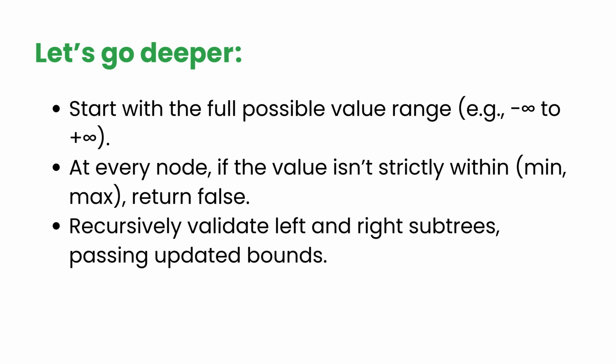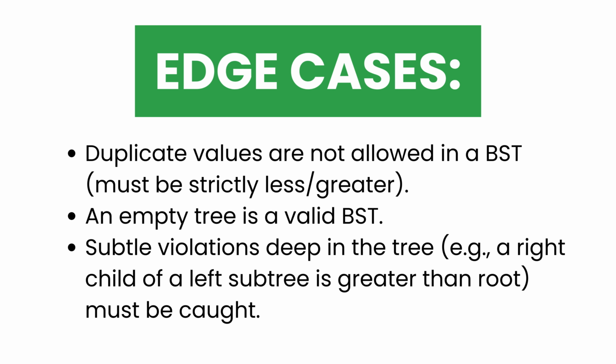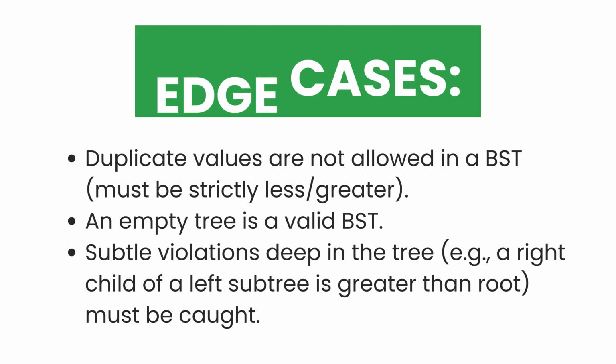Let's go deeper. Start with a full possible value range. Example: from -infinity to +infinity. At every node, if the value isn't strictly within min, max, return false. Recursively validate left and right subtrees, passing updated bounds. Edge cases: duplicate values are not allowed in a BST, must be strictly less/greater. An empty tree is a valid BST. Subtle violations deep in the tree. Example: a right child of a left subtree that is greater than the root must be caught.